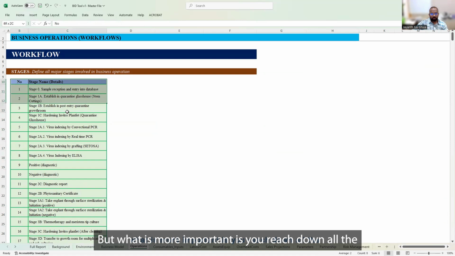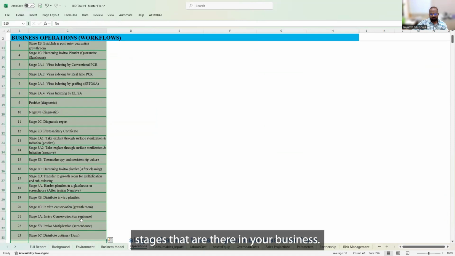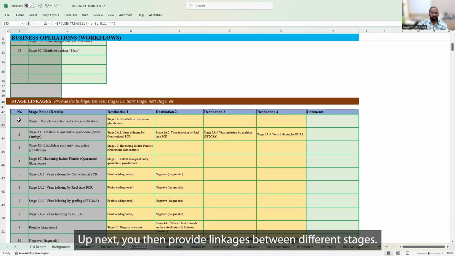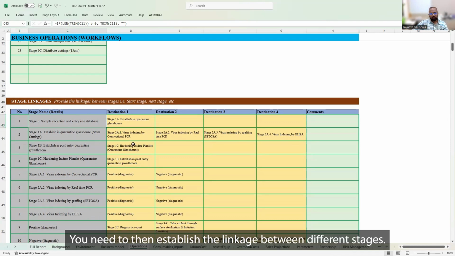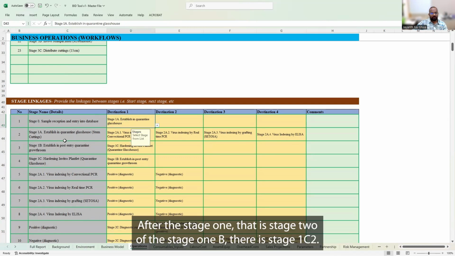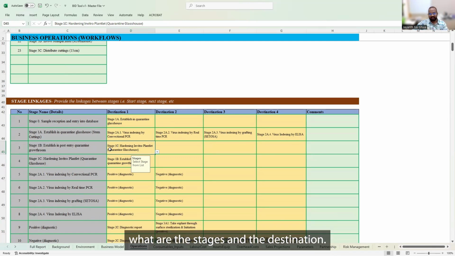But what is more important is you list down all the stages that are there in your business over here. Up next, you then provide linkages between different stages. For example, you have written down stages 1, 2, 3, 4, 5. You need to then establish the linkage between different stages. For example, after stage 0, there is stage 1. After stage 1, there is stage 2. After stage 1B, there is stage 1C. So depending on the stages and linkages, you are going to write down the stages and their destination.